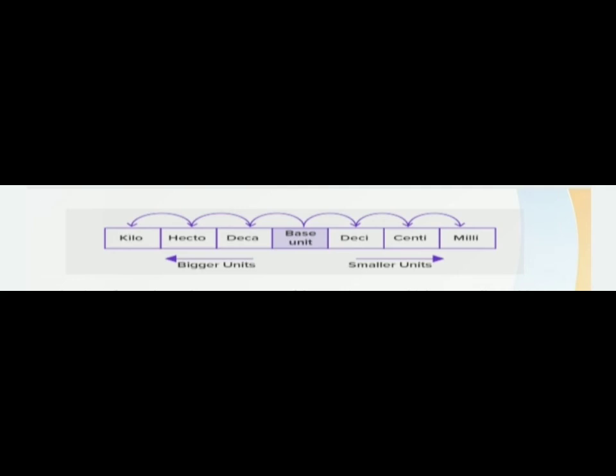I also learned that if you are going to convert a unit going to the right, you will have smaller units. And on the other side, if you are going to convert a unit going to the left, you will have bigger units.